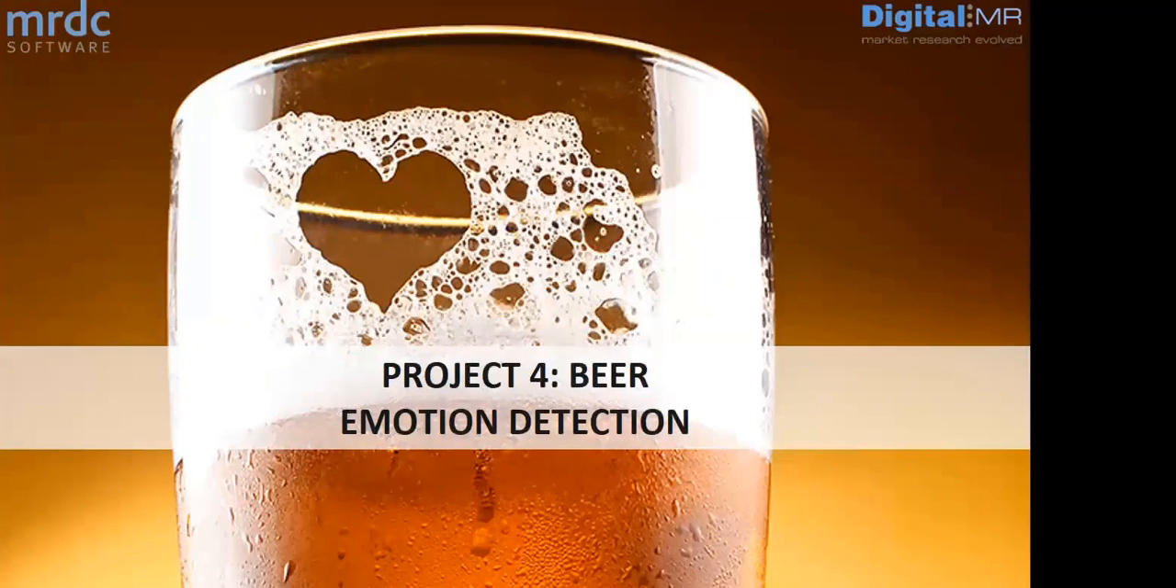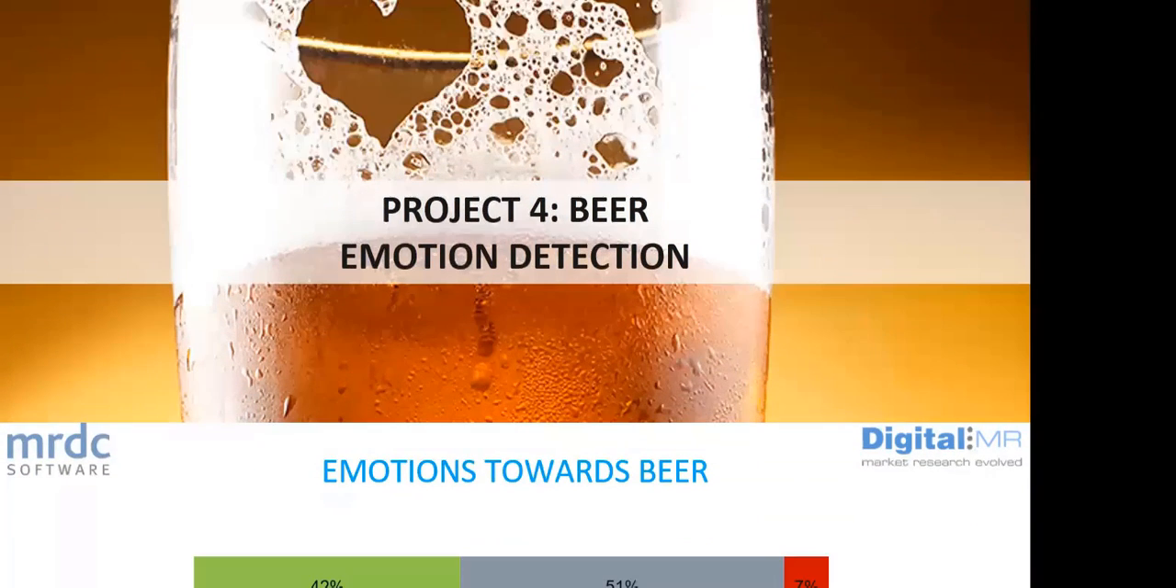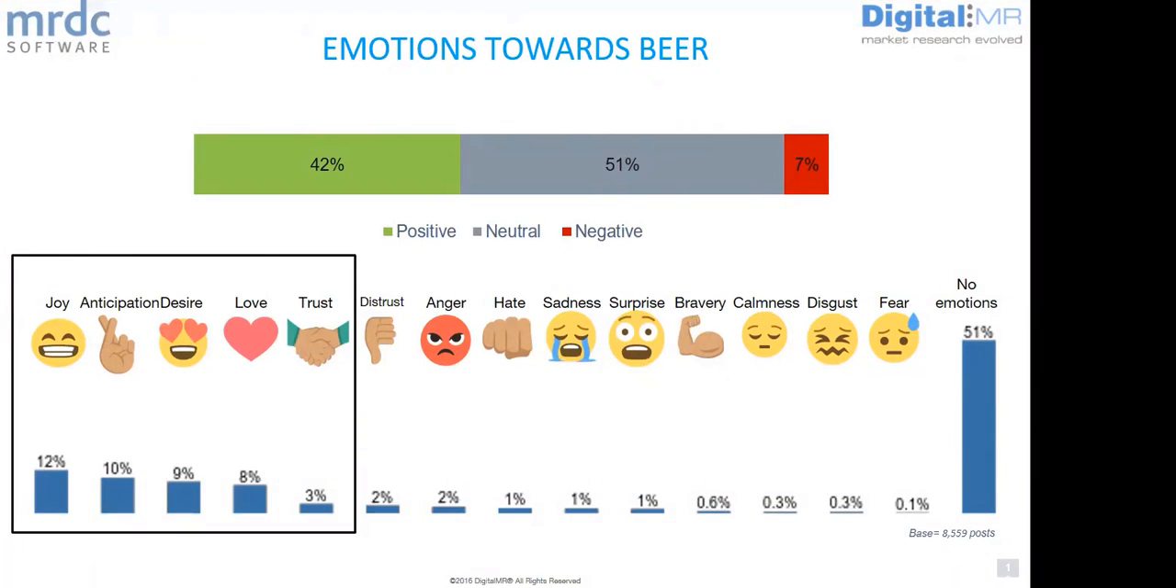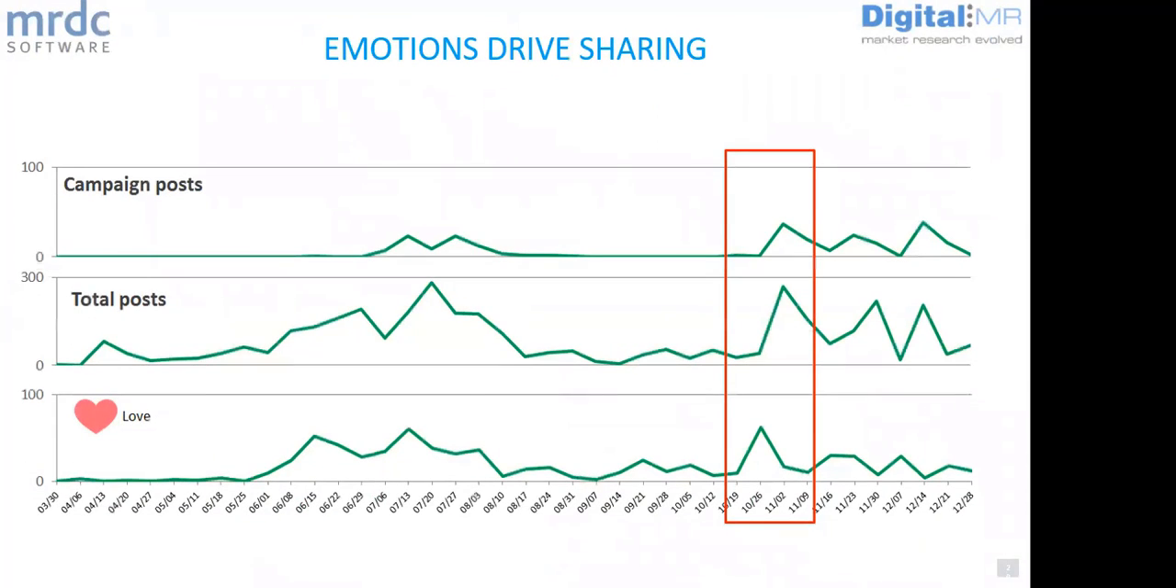Project number 4 is to show that not only can we detect the basic sentiment being positive, negative, and neutral, but also we can look at 14 specific emotions which are grouped into positive emotions and negative emotions, and we have 7 pairs of opposite emotions like joy and sadness, love and hate, trust and mistrust, and so on. This is useful when it comes to campaign evaluation.